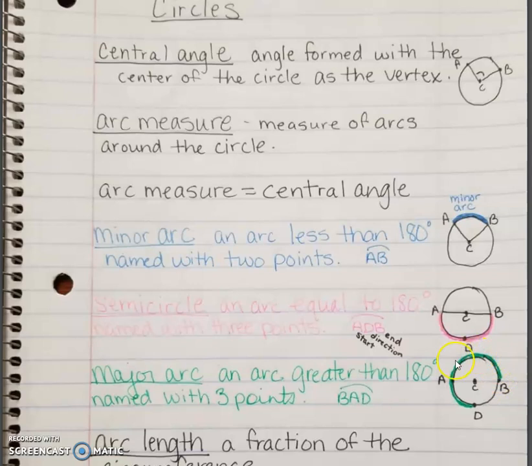It's going to be more than half. So a major arc is going to be more than half the circle. Okay, so it's going to be a good portion. It's going to be most of it. Okay, so I'm going to pause it here and change to my examples.